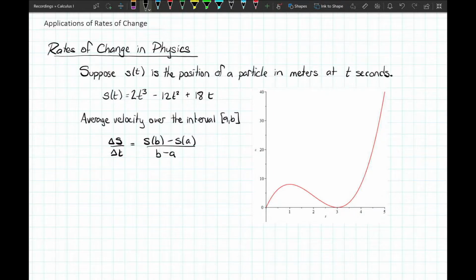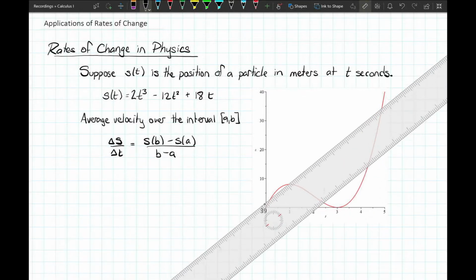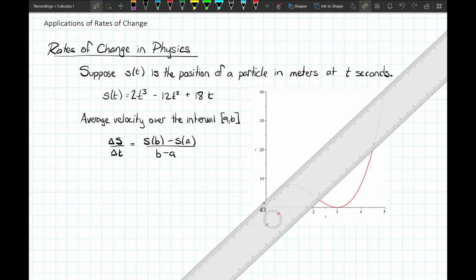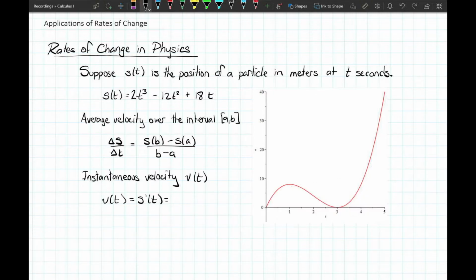But if we wanted to find the instantaneous velocity, then at any point in time on this curve, we would be looking for the slope of a tangent line, and that's going to be the derivative. So the velocity v of t is just equal to the derivative s prime of t. And of course, being a polynomial, this is a fairly easy example.